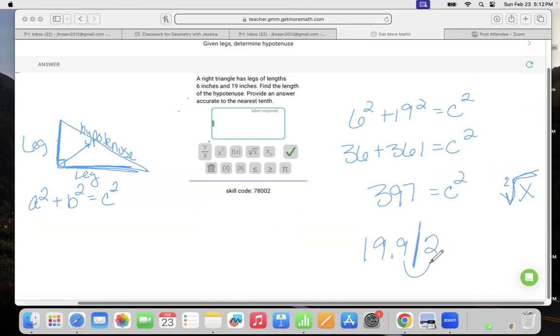I'm going to look at the number behind the tenths place. It's not 5 or bigger. So my answer is going to be 19.9. And don't forget the label, which is inches.